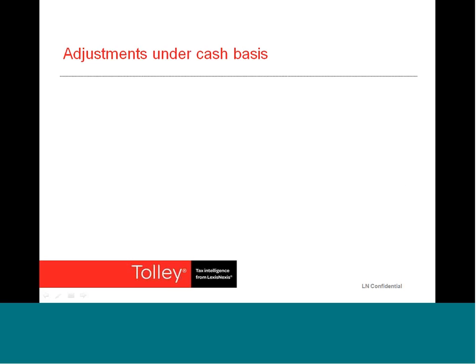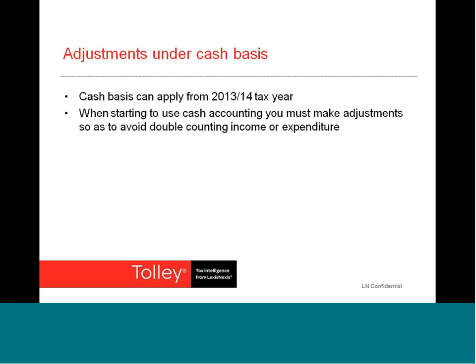Now, you are going to have to make some adjustments if you want to come into the cash basis in 13/14. Because if you've been preparing accounts in the normal way, using the accruals basis, and suddenly you want to come into the cash basis, you're going to have to make some adjustments. So when you start using cash accounting the first time, you have to make these adjustments to avoid double counting. So to avoid counting your income twice, your expenditure twice. Because under accruals, I will accrue for an expense before it happens, and then if the next year I'm in cash accounting and I actually pay the expense, I will have put that expense through twice. So we really want to avoid that sort of thing happening.